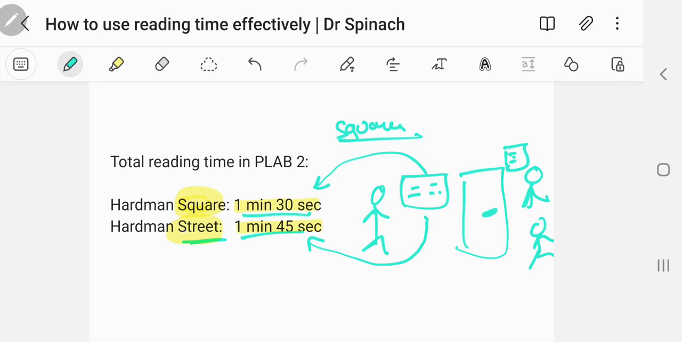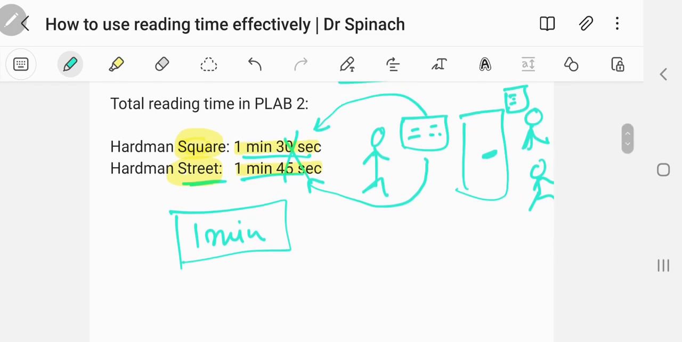Now, let's just consider that you have 1 minute, not 30 seconds, not 45 seconds. How are you going to use this 1 minute effectively to prepare yourself outside this cubicle so that you can go inside confidently and ask all the questions, gather information, and come to a diagnosis? Let's get started for that.